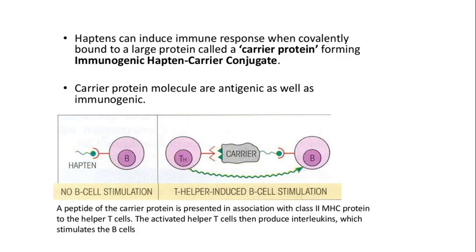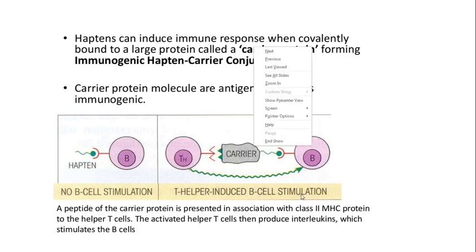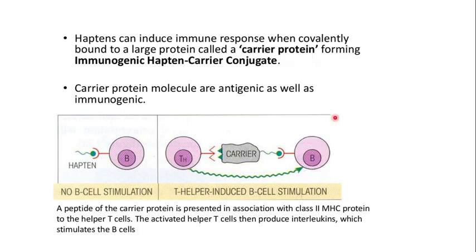For activating B cells or T cells, a hapten needs to combine with a large carrier protein. Then only can haptens be immunogenic. They can activate the B cell or T cell only then. We can see in this figure that when the hapten binds to the B cell, it can bind but it can't activate the B cell to produce antibodies.